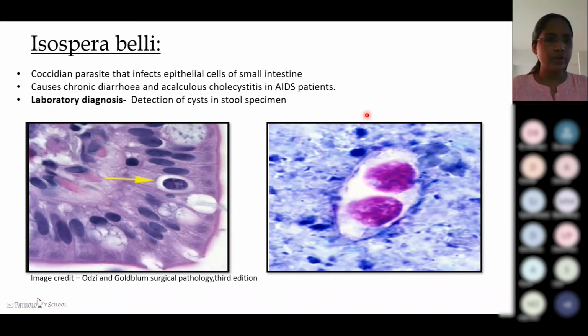So next is Isospora belli. It is a coccidian parasite that infects epithelial cells of the small intestine. It causes chronic diarrhea and acalculous cholecystitis in AIDS patients, and laboratory diagnosis is done by detection of cysts in stool specimen. This is a stool specimen where these cysts are also acid fast. Here we can see the cyst in the biopsy specimen near the villus tip.